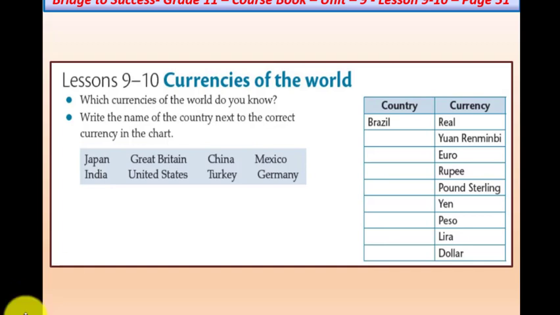Now you are going to write the name of the country next to the correct currency in the chart. Here we have the names of the countries: Japan, Great Britain, China, Mexico, India, United States, Turkey, Germany. Here you have the names of the currencies. Your task is just to write the name of the country next to each currency. I'm going to give you 2 minutes to do this task. Okay, you can start now, please.